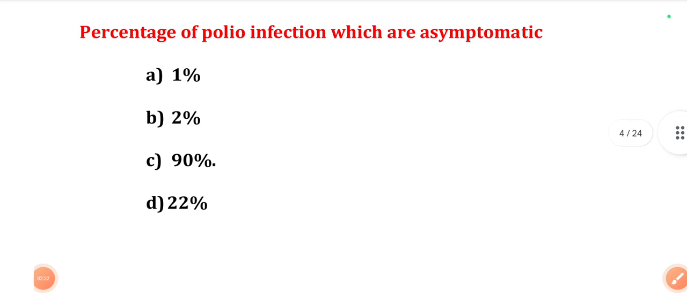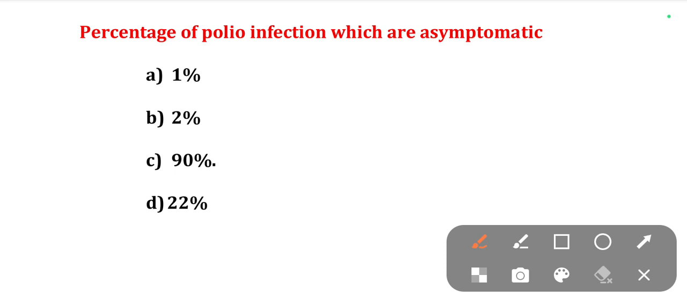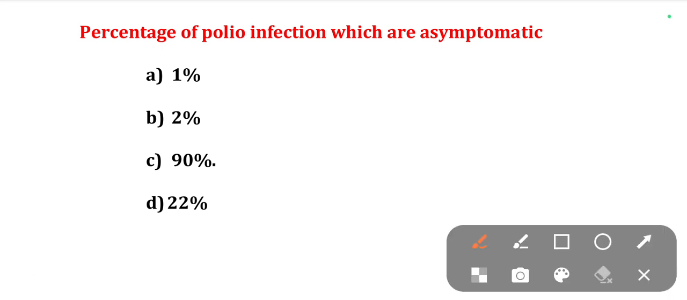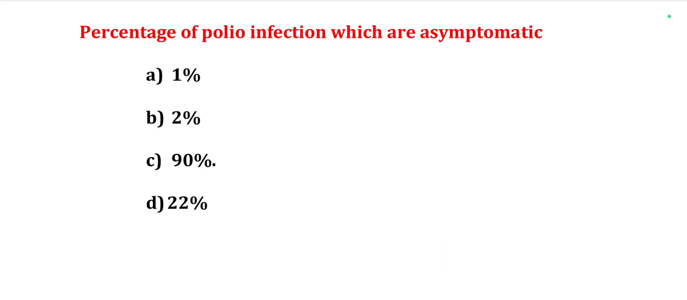The next one is percentage of polio infections which are asymptomatic. Asymptomatic is nothing but the symptoms do not come out. Options are 1%, 2%, 90%, 22%. The right one is 90%. So 90% of polio infections are asymptomatic.